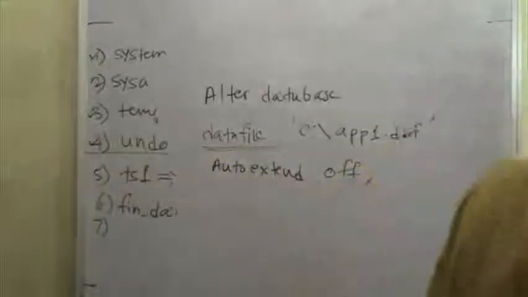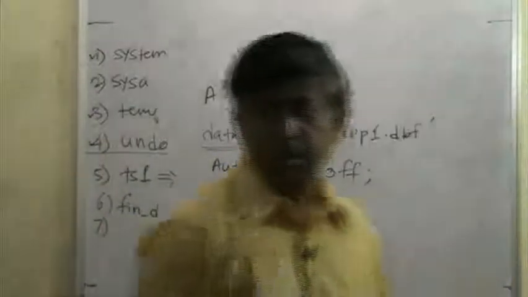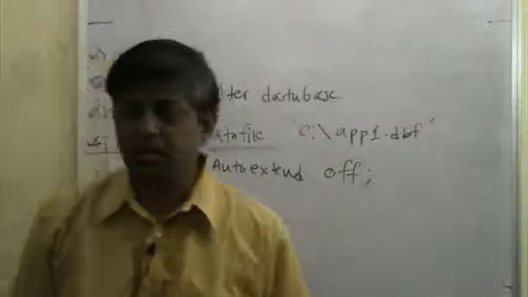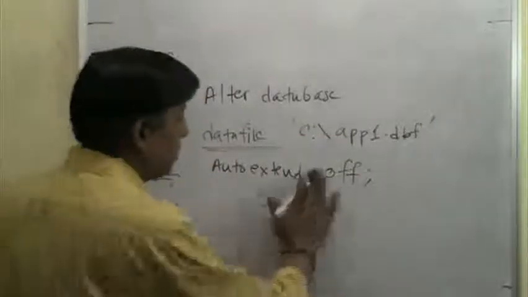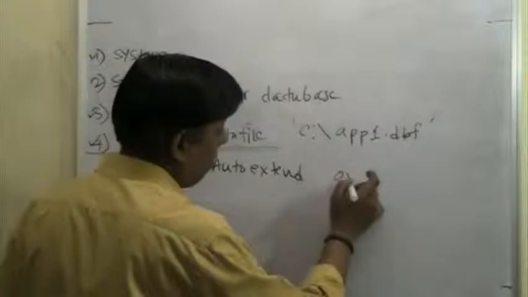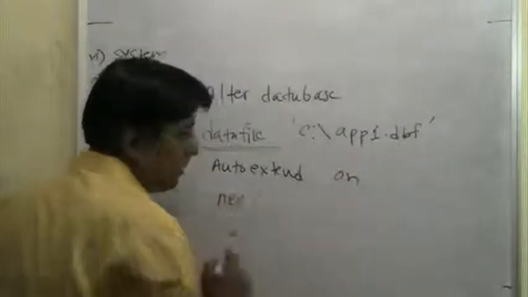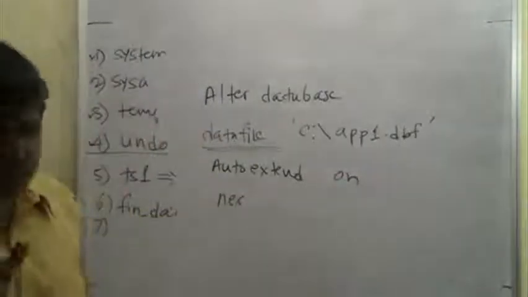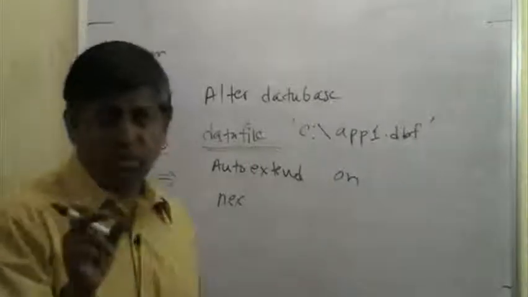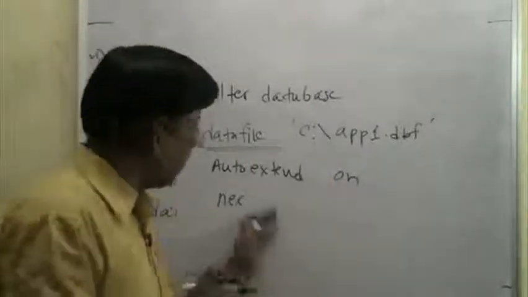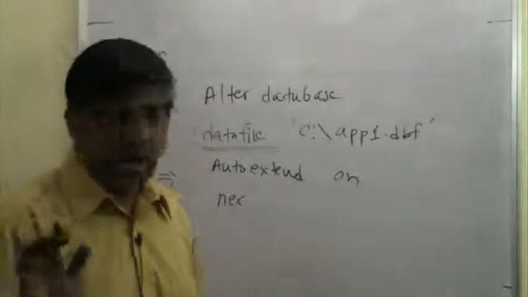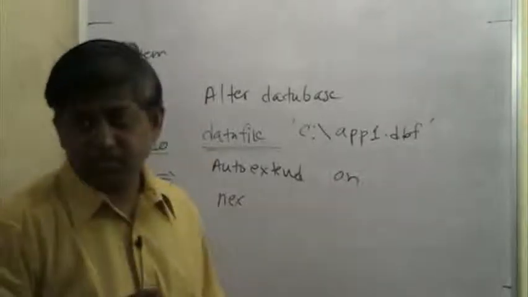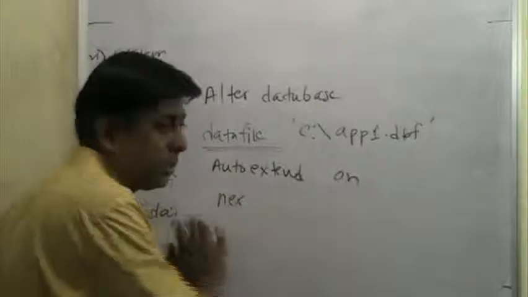How will it increase? We can specify the next size and the max size. So here you can specify that also: auto extend on, next, I think by default it is 100 megabytes. I am not 100% sure about that. But if you don't specify the next, it is 100 megabytes, and the max size is unlimited. If you don't specify, those are the defaults.